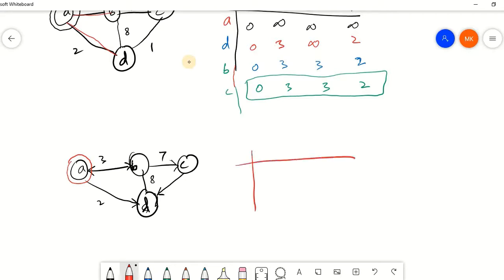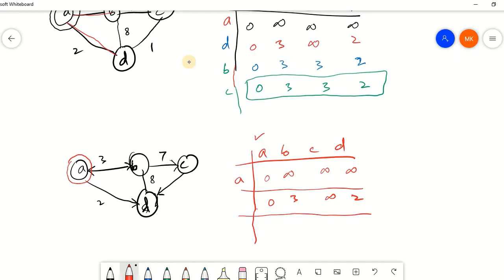So again, if we draw the same grid, we have the distance from A to A is 0, and from A to any other node is infinity. 0 is going to remain the same as we are starting with this node, and onwards from A we can go to B with a cost of 3. We can go from A to D with a cost of 2, and we cannot go from A to C directly. Next we have to pick the shortest value other than A, so that is D.